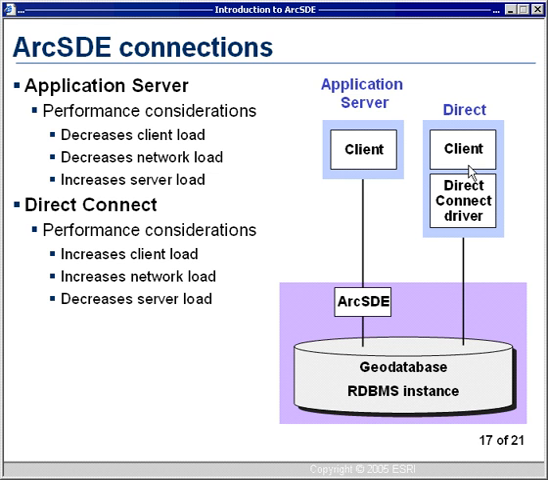They've got the newest CPUs and a lot of memory, maybe a gig or 2 gig on the client machines, so maybe it makes more sense to have more direct connects going in and getting the information themselves. The nice thing about ArcSDE is you don't have to choose one over the other. I can have some of my clients be application server connections, and other clients be direct connections. I can even have a direct connect and an application server connection from the same machine.